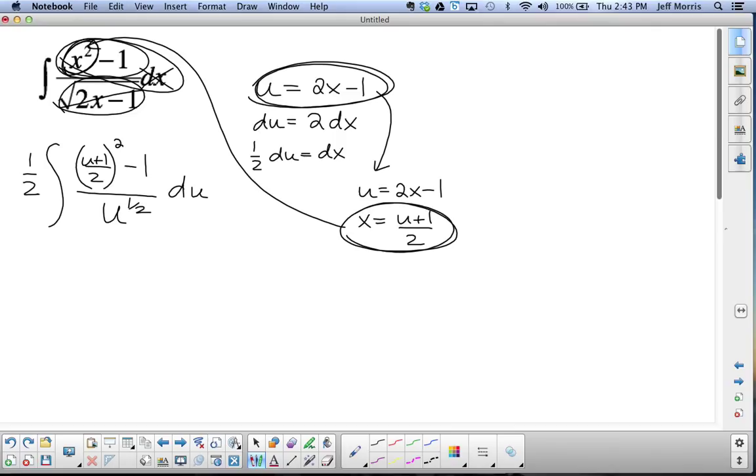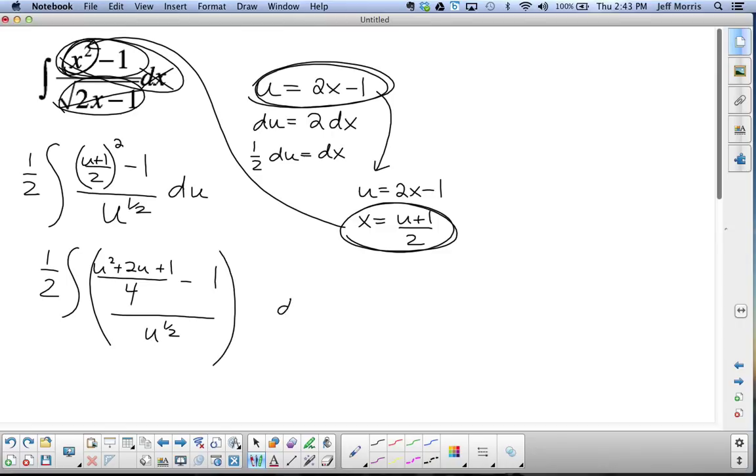Now I've done my u substitution. Everything is converted over from x to in terms of u. So I'm going to have my 1/2 out front. Start simplifying because there's always that rewrite step. This will be u squared plus 2u plus 1 divided by 4, minus 1, all over u to the 1/2. Now, I can't have this 4 in the denominator here, so I'm going to multiply the entire fraction, which by the way has a du behind it, top and bottom by 4 to clear the fraction.